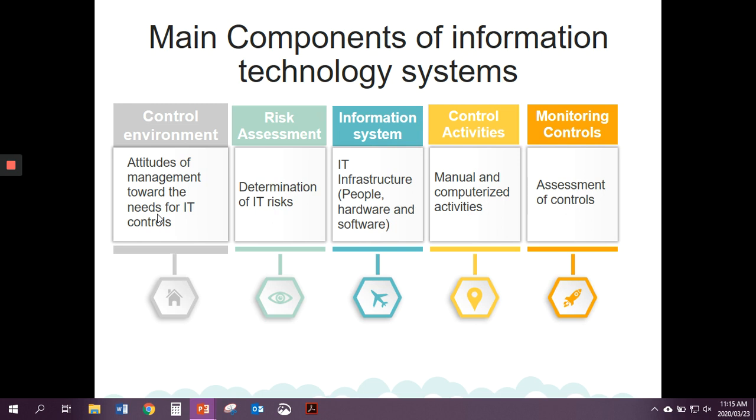So when we're looking at it from an IT perspective, we want to understand how does management view IT? Is it an important part of management's decision making? When management makes a decision, do they take into account the IT perspective?